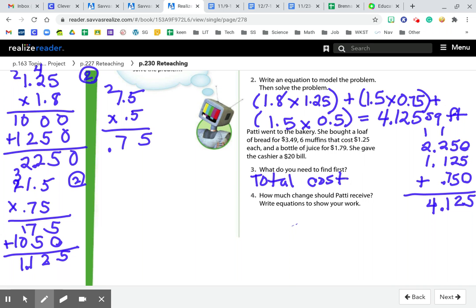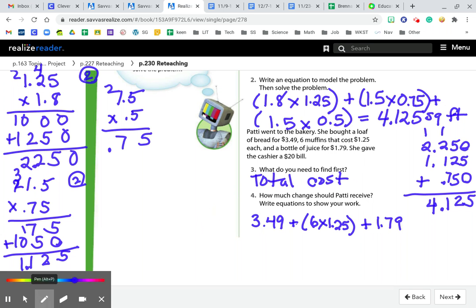So let's make an equation here and see what we have. She bought a loaf of bread for $3.49. She bought 6 muffins that were $1.25 each, and a bottle of juice for $1.79. And we're going to take all that from a $20 bill. So if you're writing an equation, you want to get super fancy here, your equation would look like this. And keep yourself safe. You could put a bracket or something around all that.